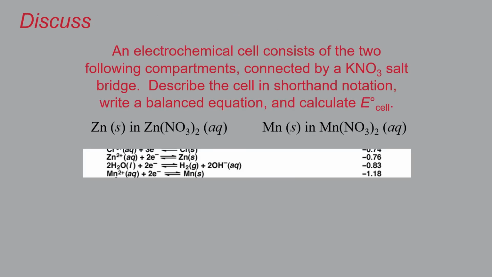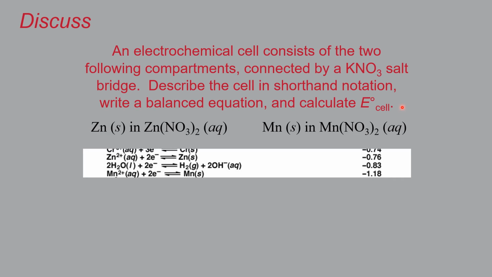All right, so here's our example. You have a cell that has the following components. You've got zinc and zinc nitrate and manganese nitrate. And you're going to describe the cell in shorthand notation, write a balanced equation, and tell me the standard cell potential. This question hits all the points we've talked about so far.